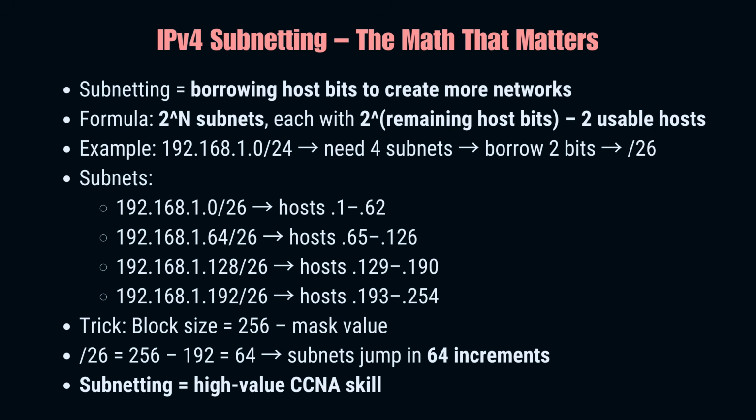Here's a quick tip. The block size is 256 minus the subnet mask value. For a /26, mask 255.255.255.192, the block size is 256 minus 192 equals 64. You count up by 64s. 0, 64, 128, 192. Practice this until it's automatic. The exam will test your speed as much as your accuracy.